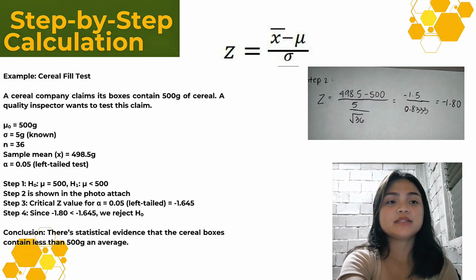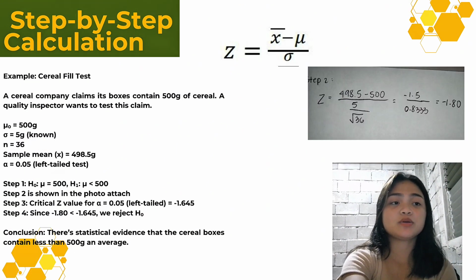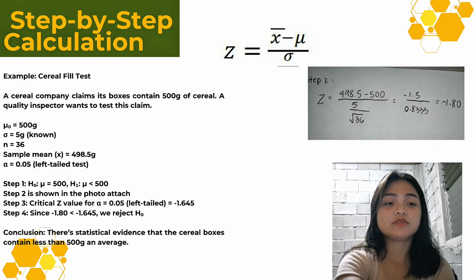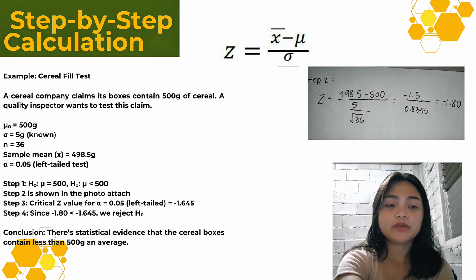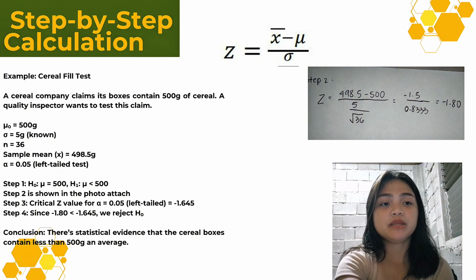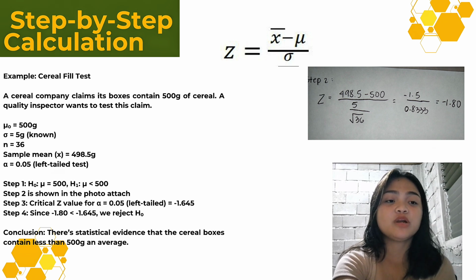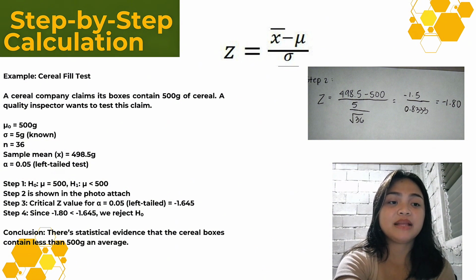So for example, a cereal company claims its boxes contain 500 grams of cereal. A quality inspector wants to test this claim. Given that the population mean is 500 grams, the population standard deviation is 5 grams, the sample size is 36, the sample mean is 498.5 grams, and the significance level is 0.05, using a left-tailed test.